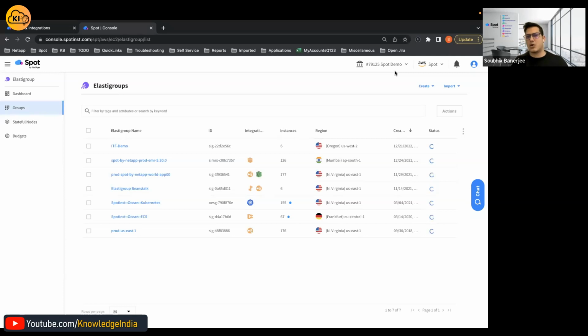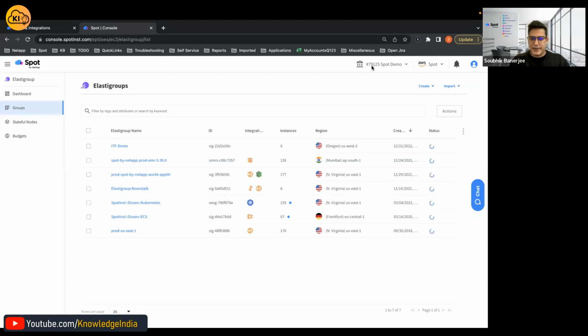Again, this amount of savings depends upon the type of your needs, how your architecture is designed, how your Elastic group is configured. But yes, it's an average. If you look at the past 90 days or the past 60 days, you will see on average how much you are saving on your applications.